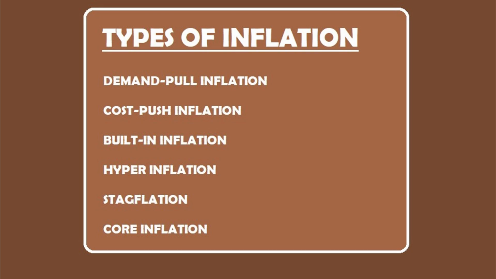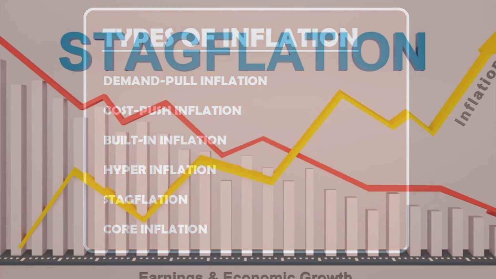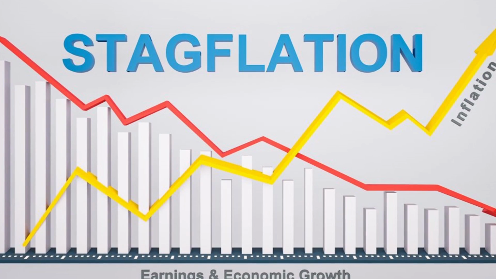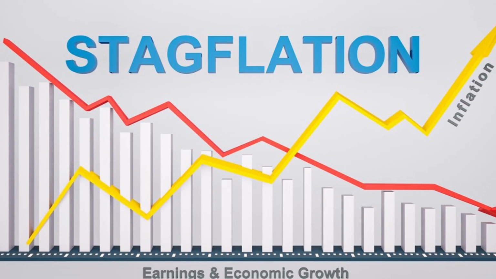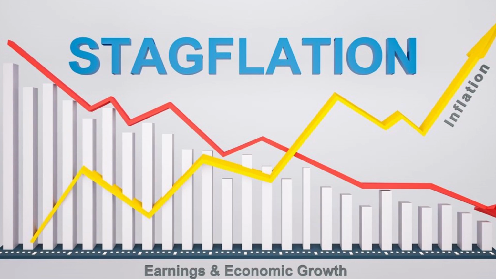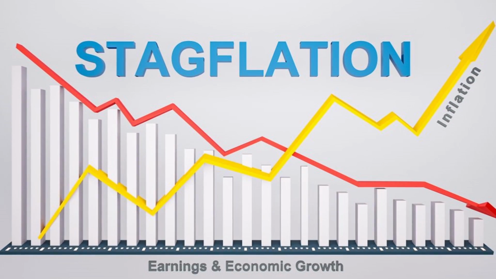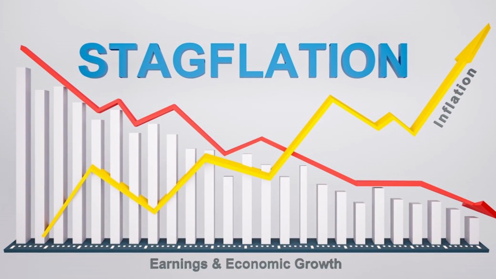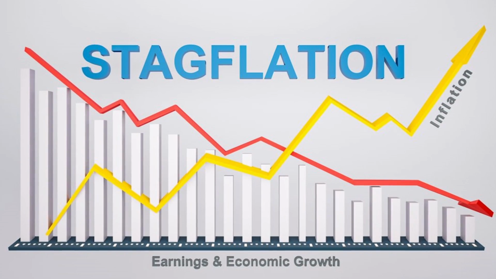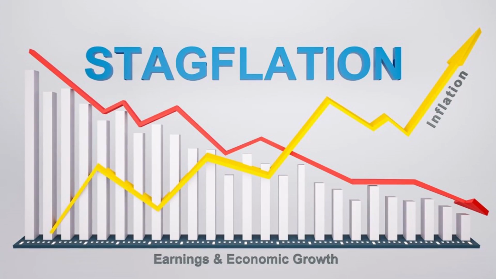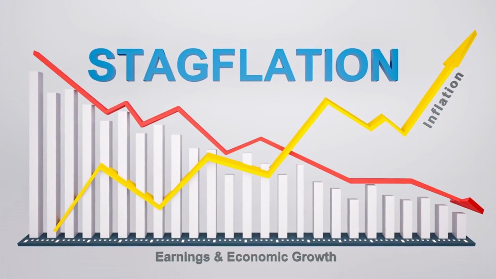Stagflation. This type of inflation occurs when the economy experiences both inflation and stagnation, or low economic growth. This can happen when the supply of goods and services is limited, but prices continue to rise, leading to a situation where the economy is not growing, but prices are still increasing.